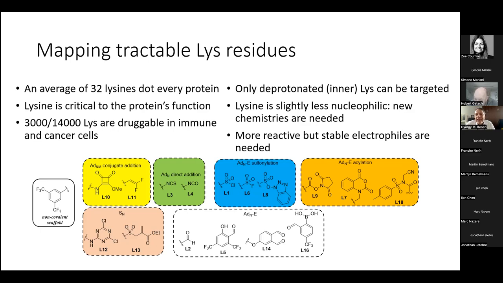The important point is that in the case of lysines, which are typically less nucleophilic as compared to the cysteine residues, we can only target the deprotonated lysines. These are typically the inner lysines that are embedded in the binding site, while surface lysines are typically protonated and cannot be targeted by these electrophiles. So, as mentioned, lysines are less nucleophilic than cysteine. We need new chemistries, and we need more electrophilic warheads.